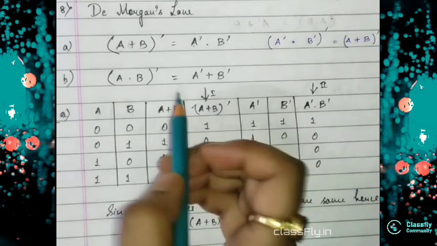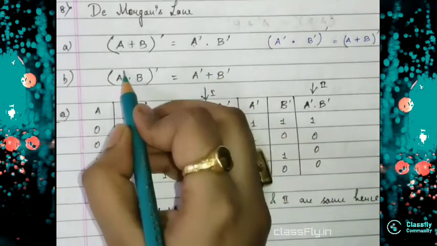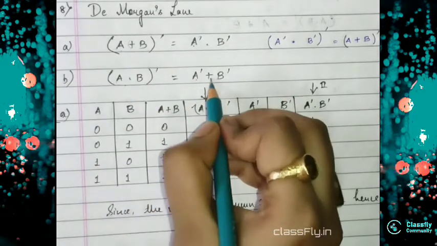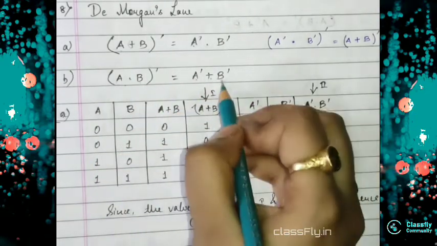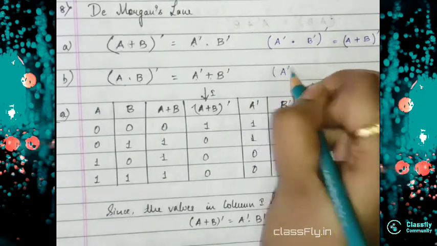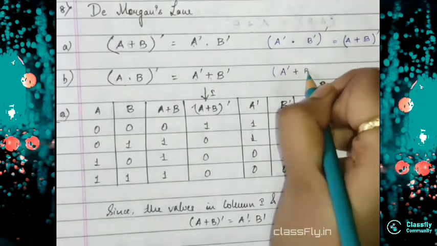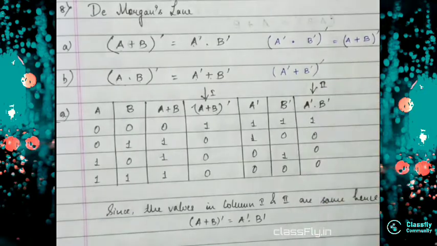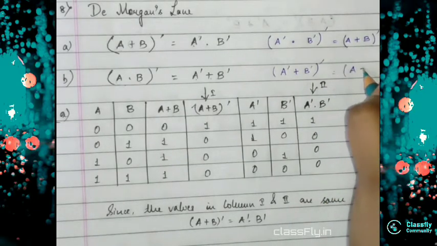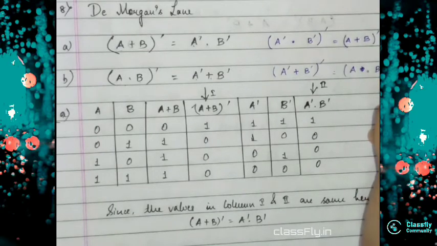Basically it says that. And for this one also, what is the opposite of a complement? What is the opposite of dot? It is plus. And what is the opposite of b? It's b complement, right? So similar thing, a bar plus b bar. And if I do complement again, what will I get? A dot b bar, right?